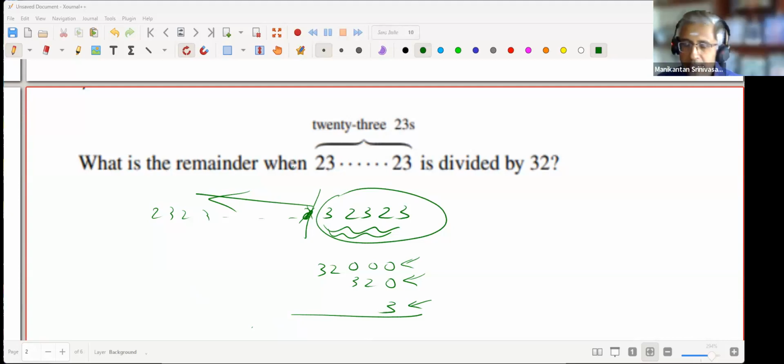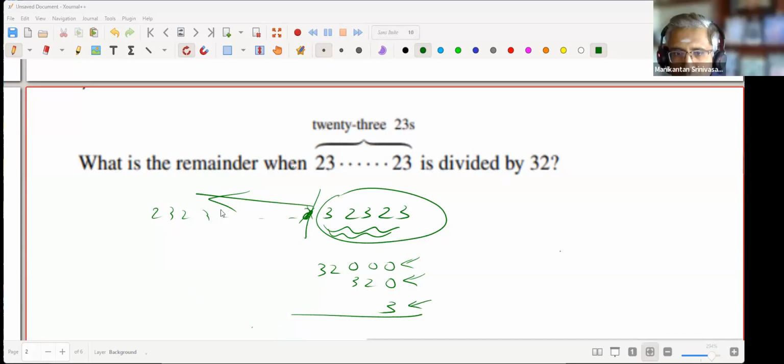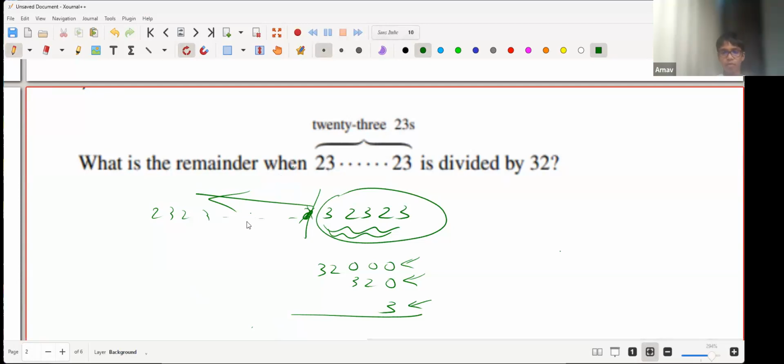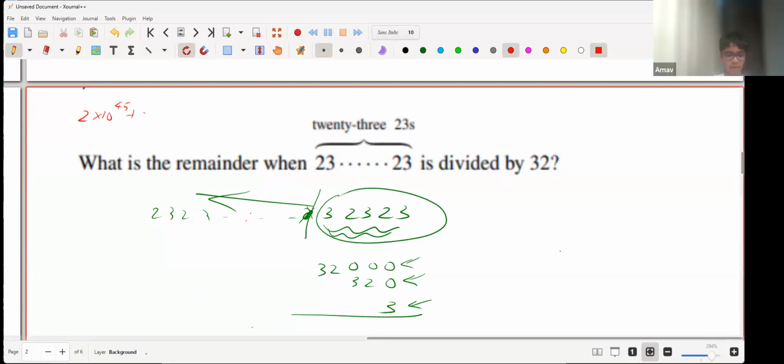Yeah, go ahead, Arnav. So what I chose to do was remove the first 2. So I made it 2 into 10 raised to 45, so there are 46 digits. Okay, so 2 into 10 raised to 45 plus 323232.